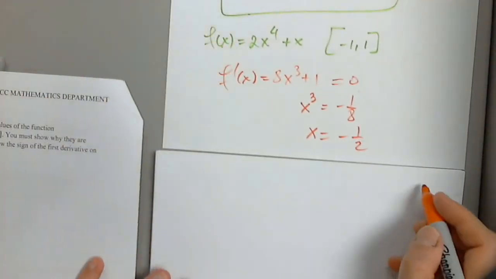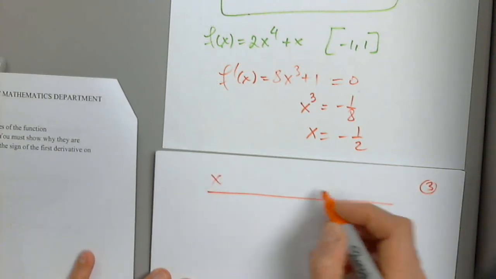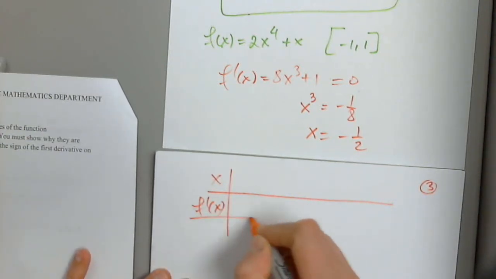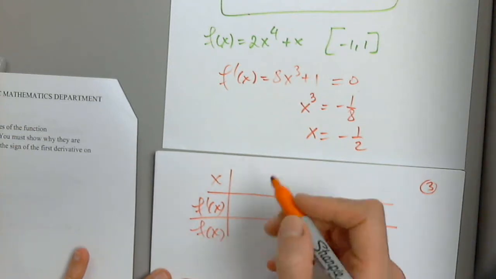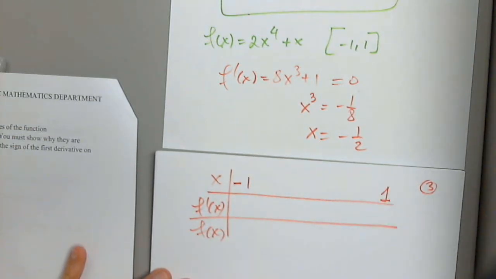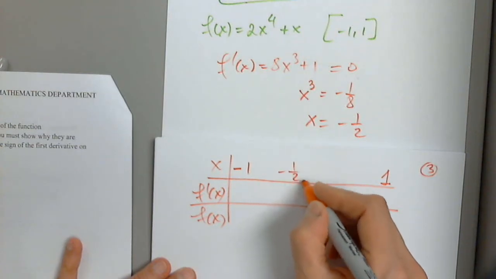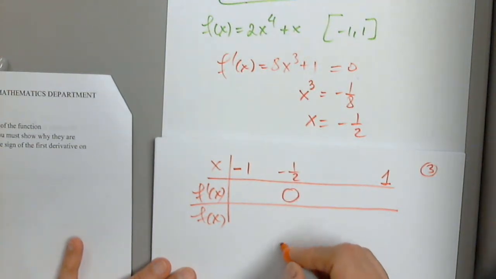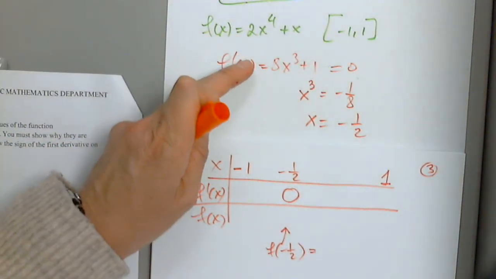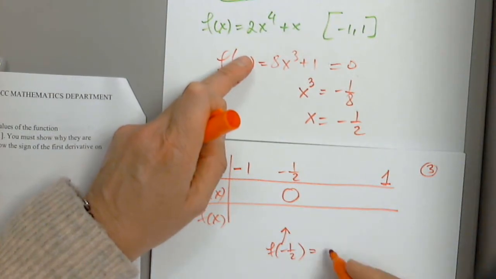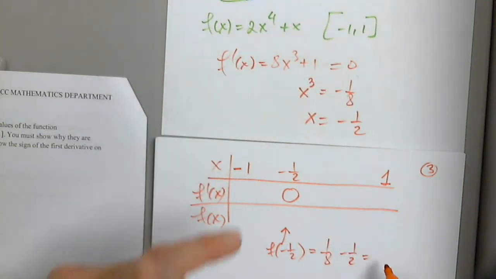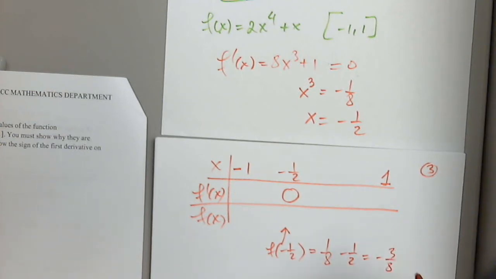So then on the table, we have f prime and we have f of x. We only can put negative 1 to 1, nothing else. We have negative 1 half and 0. We have to determine this value, which is f of negative 1 half. To me, it came out to be negative 3 over 8. It's very possible. So this would be 1 over 16. So indeed, 1 over 8 minus 1 over 2, so negative 3 over 8 indeed.